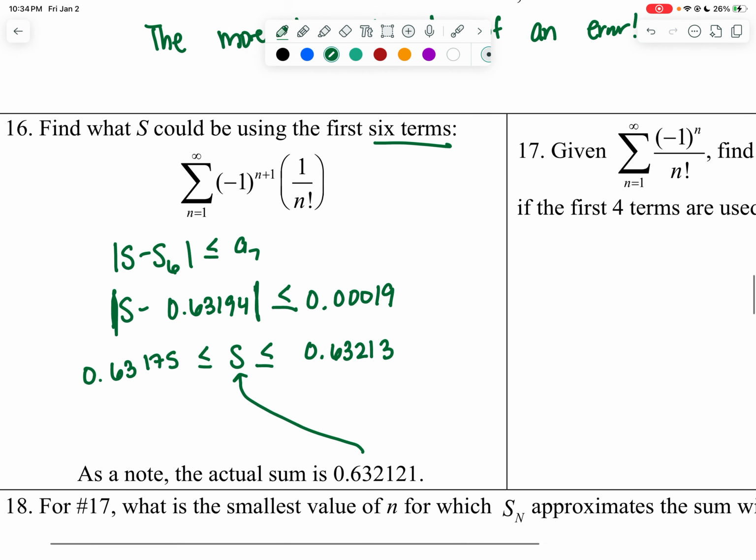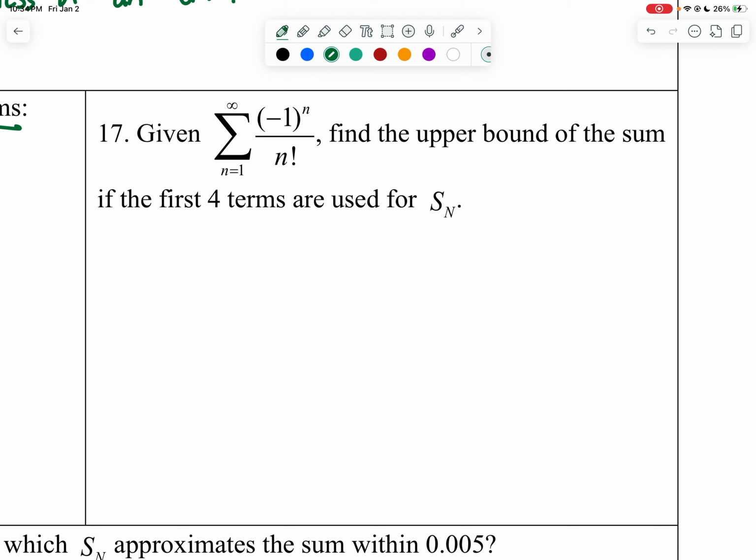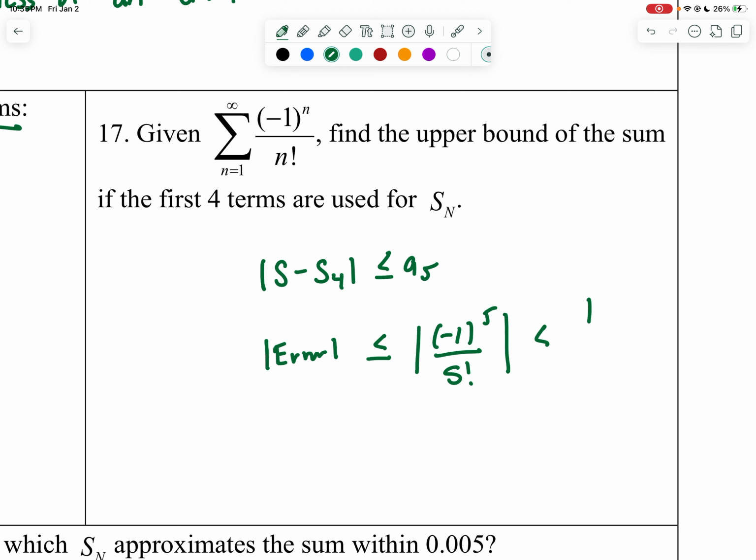All right, so looking at number 17 here, we want to find the upper bound of the sum if the first four terms are used for S sub n. Now, if the first four terms are used, we're going to use the next neglected term. So that is going to be a sub 5. Now, do you have to write this? No. You could just write error and we'll be okay with that. And then a sub 5 is going to be negative 1 to the 5th over 5 factorial, which is 1 over 5 factorial.